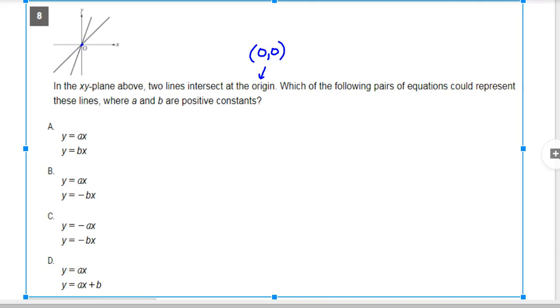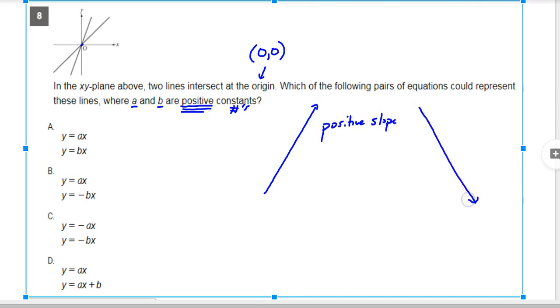Which of the following pairs of equations could represent these lines where A and B are positive numbers? All right, A and B are positive numbers. Well, I notice both of these lines are increasing from left to right. So if a line is increasing from left to right, it's going to have a positive slope. And if a line were decreasing from left to right, that's going to have a negative slope.